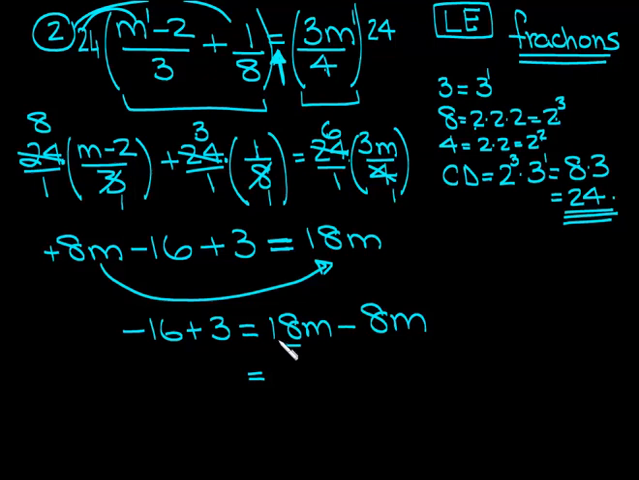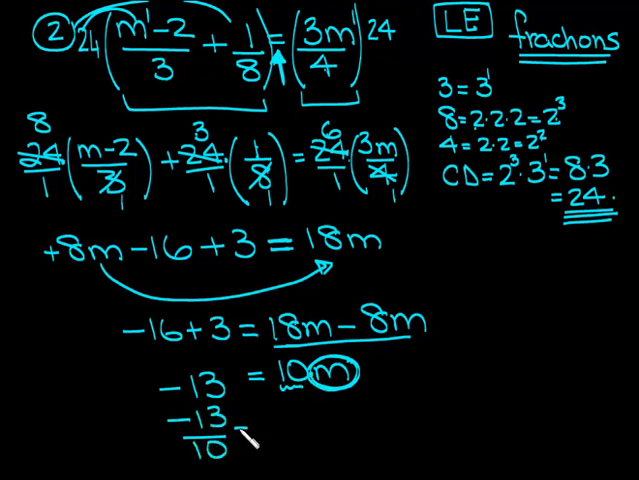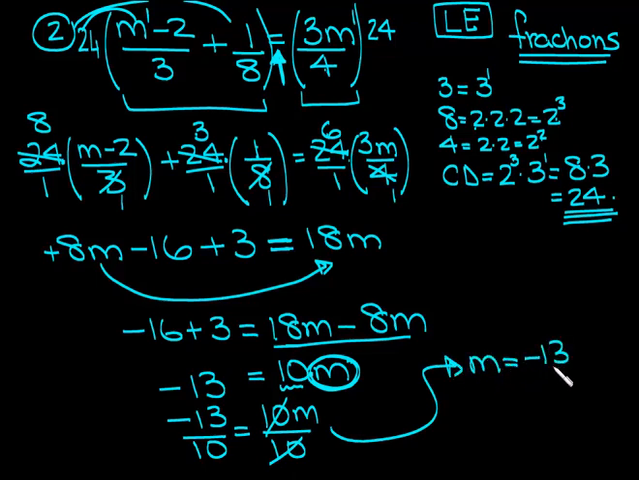I can add the coefficients. 18 minus 8 is 10m. And on the left I get minus 13. So now that we isolated all the variable terms on one side and combined them, now we want just the variable by itself. So I want to get rid of this 10, which is attached by multiplication. So I divide both sides by 10, do the opposite. The opposite of multiplication is division. So the 10's cancel on the left. So that tells me m is equal to minus 13 over 10.